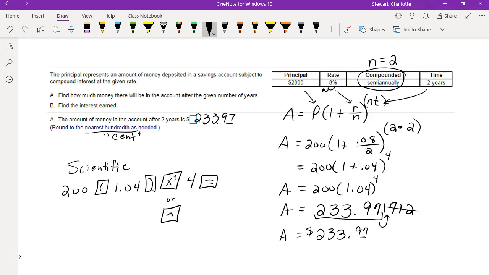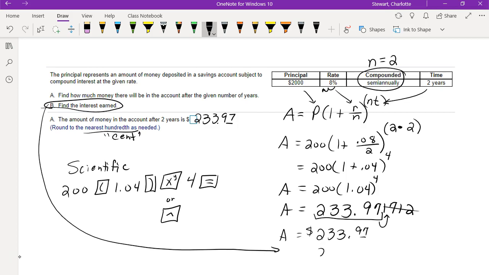Now, for part B, we want to find the interest that was earned. So we will come down here to our first answer and simply subtract the principal, what we started with. Remember, principal is the original starting amount, and that will leave $339.71. That would be the part B answer.